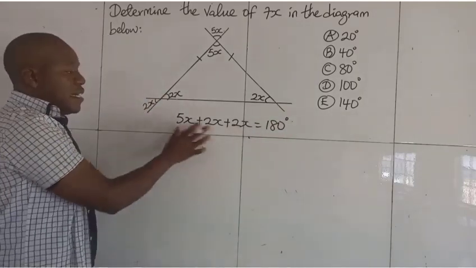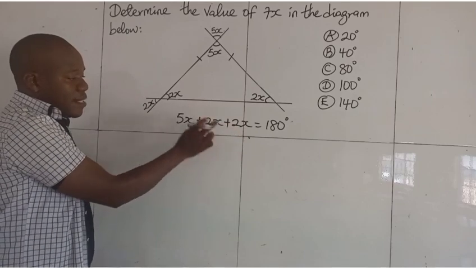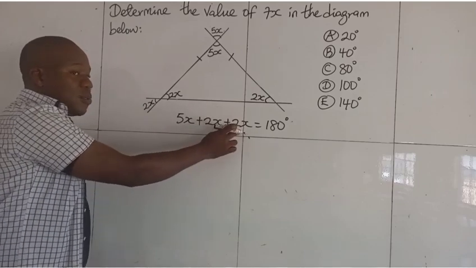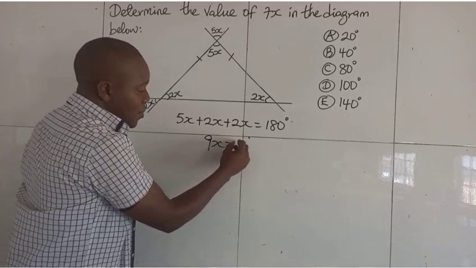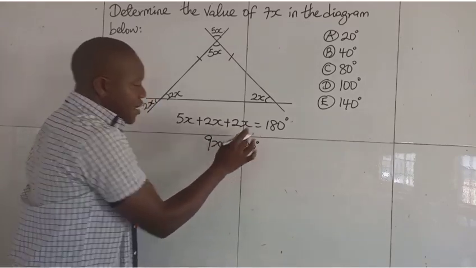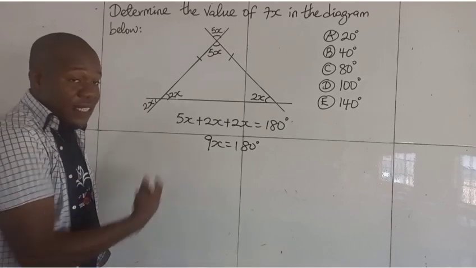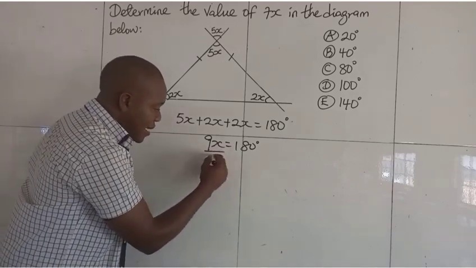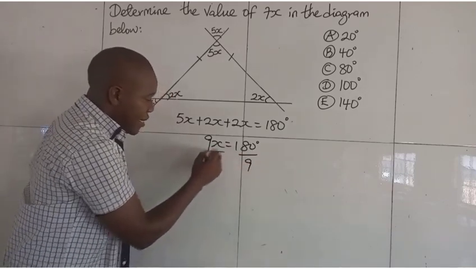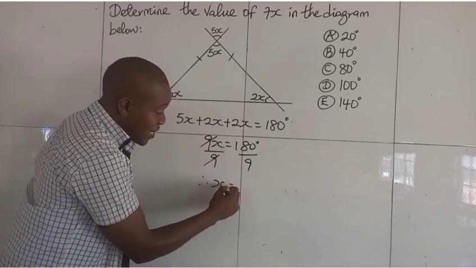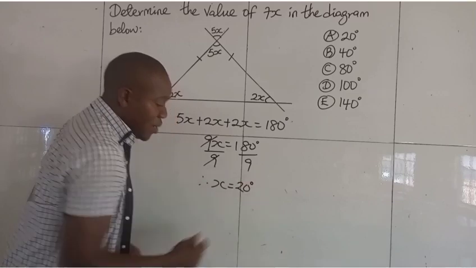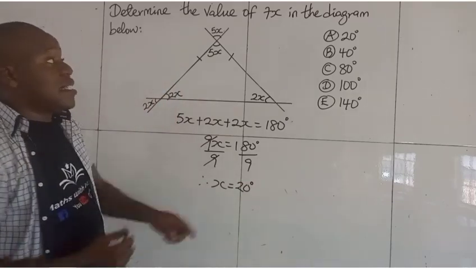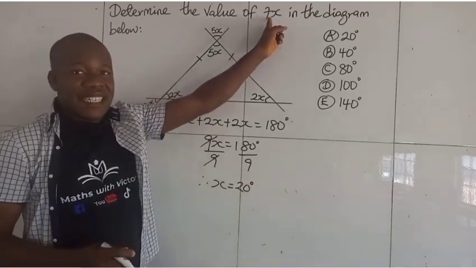So we can simplify. This will give me 5x plus 2x, 7x, plus 2x, 9x. You add the coefficients. So 9x is equal to 180 degrees. To get the value of x, divide both sides by the coefficient of x, which is 9. Therefore, x is equal to 180 divided by 9, that's 20 degrees. But remember the question says we should find the value of 7x, not x.